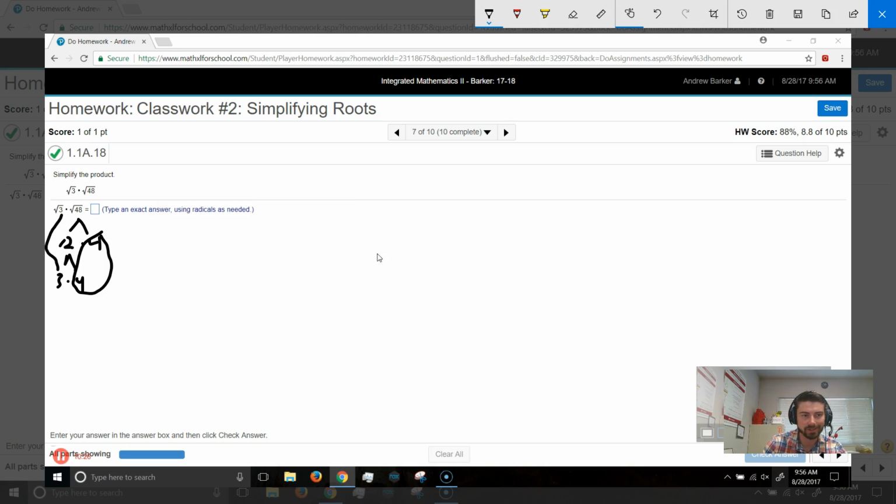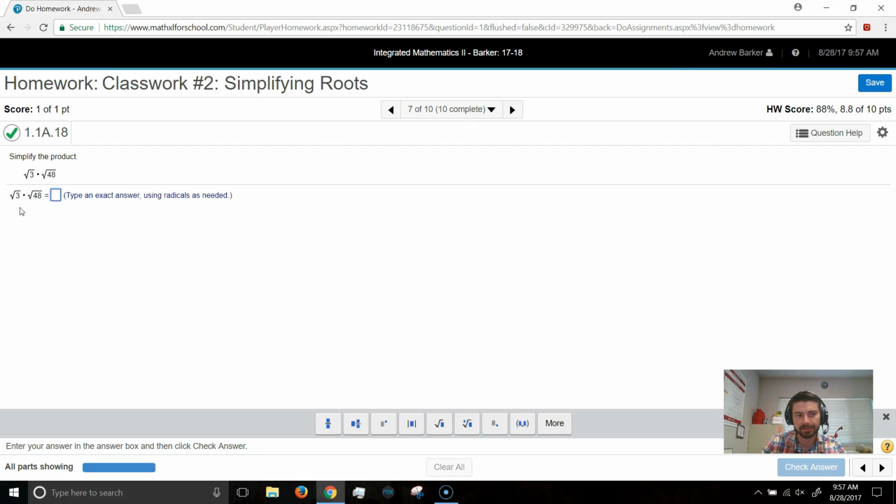So these 3s are a 9 that will square root as a 3, and these 4s are 16 that will square root as a 4. 3 times 4 is 12. So the answer is going to be 12. So just treat it as though they're under one radical. You could also do 3 times 48, which is 144, the square root of which is 12. It's another way to think about it.